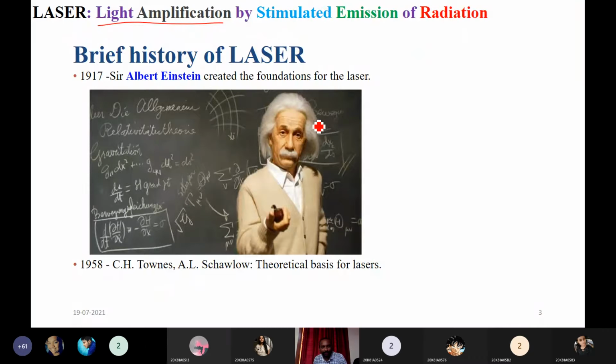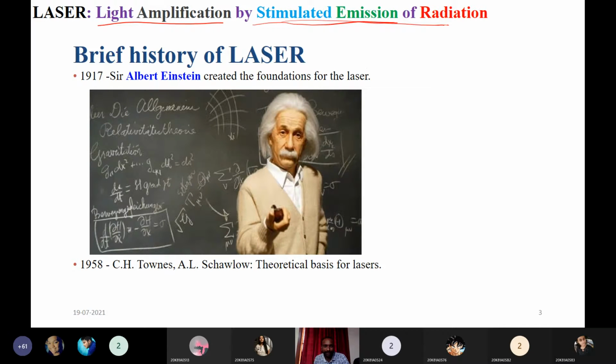And how are we creating this light? By the stimulated emission process, stimulated emission of radiation, or light, you can say. And whatever photons or light are emitted, we are amplifying. Amplifying means we are strengthening the light. We are strengthening the light, and that is the laser beam.